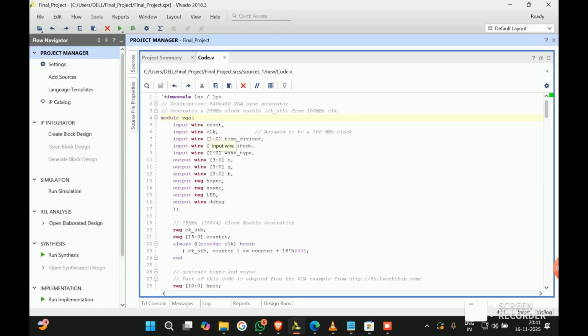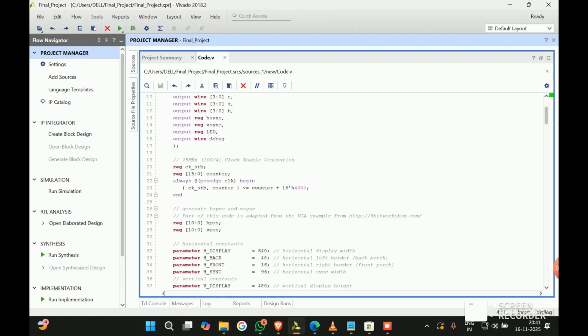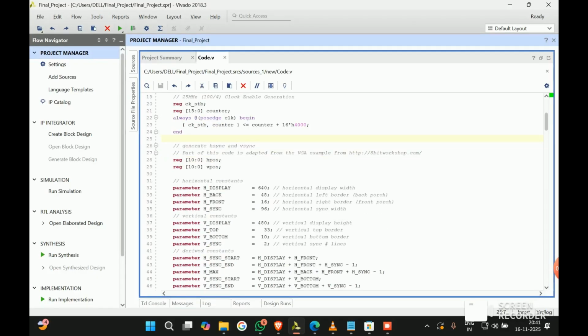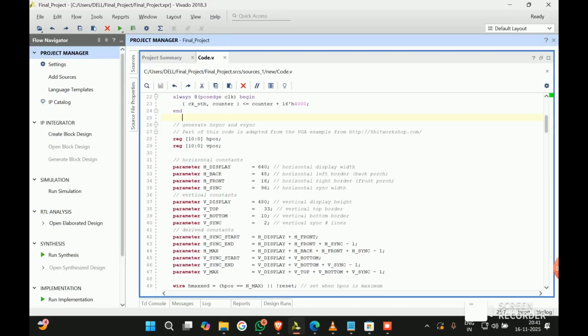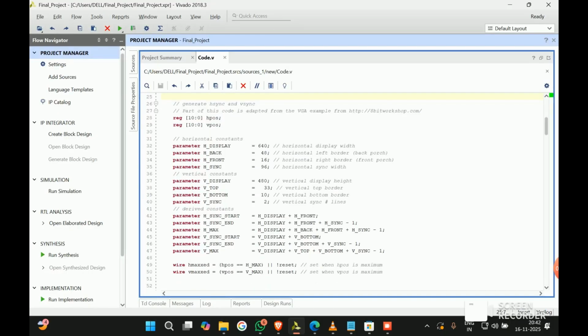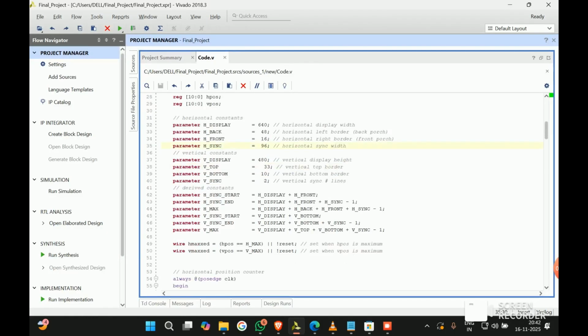The VGA module is just the module for the screen which operates on a frequency of 25 megahertz, for which we have a frequency divider. We have a few parameters: H display, H back, H front, H sync. Similarly for the vertical parameters, these are the horizontal constants, these are the vertical constants. These essentially show the amount of duration for which the signal is active versus this amount of duration, which is 48 plus 16 plus 98, where the signal comes to a rest in order to avoid glitches and overheating.